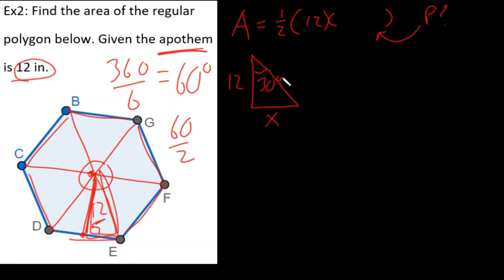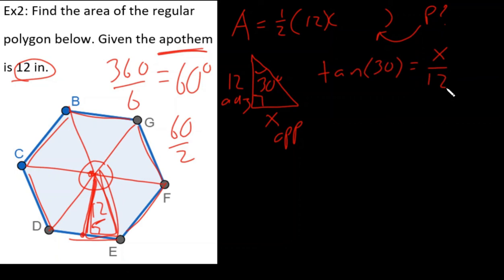So now that I have my right triangle, and I have my opposite side, and I have my adjacent side, let's go ahead and fill in our tangent function, which is still the same function that we've been using. So we'll use tangent of 30 is equal to the opposite x over 12.